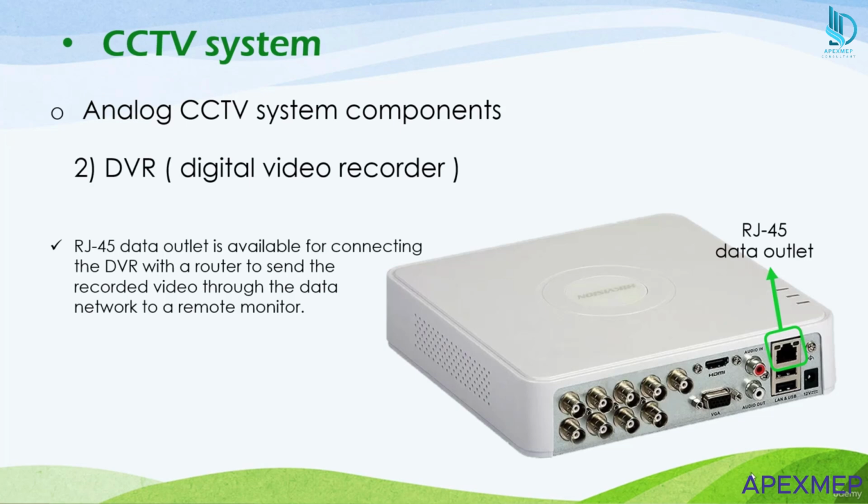And in the same way, we can monitor the recorded video in one building, for example, remotely from another building or from even any country, and this is using the RJ45 data outlet by connecting it to the router and connecting it to the DVR from the second side.